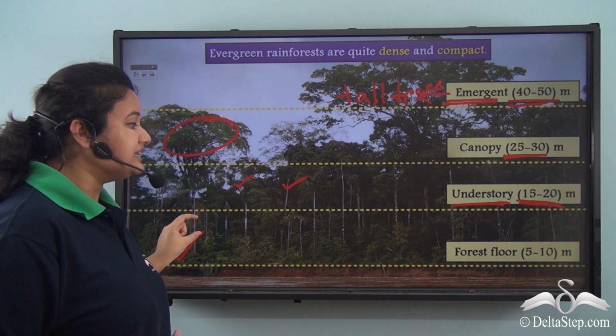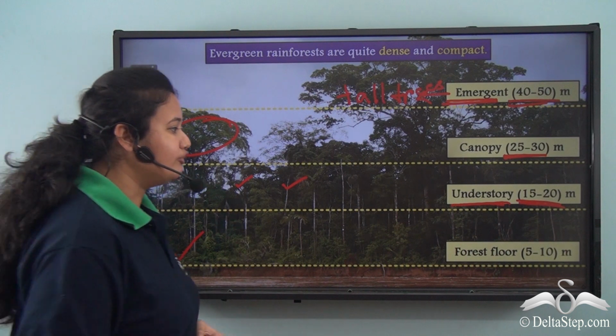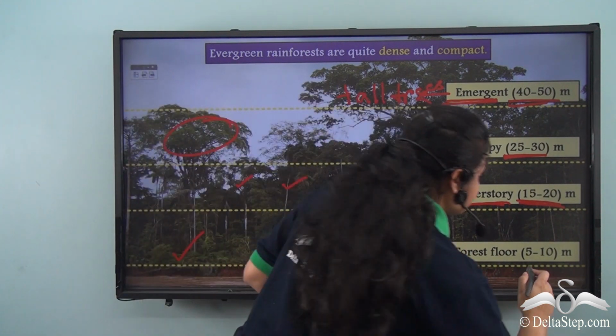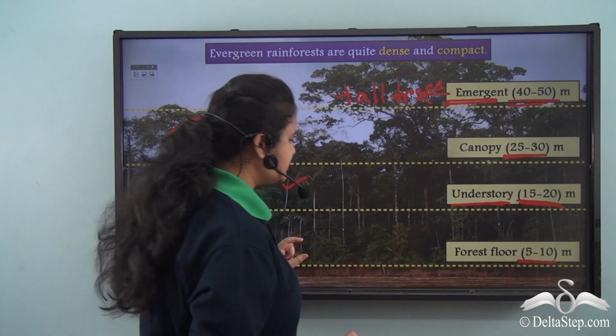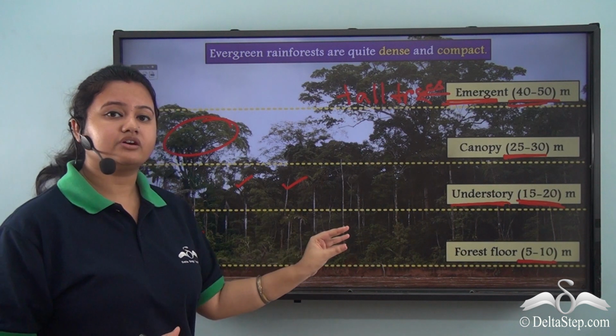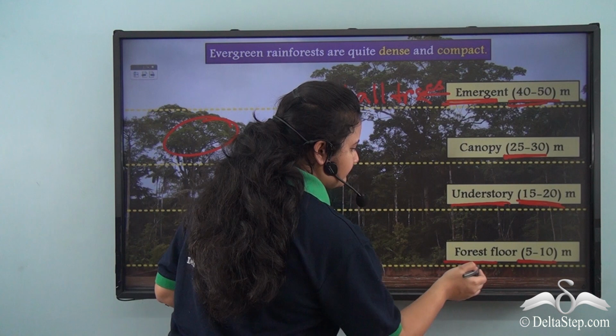As a result, the last layer of the vegetation consists of trees that have an average height of 5 to 10 meters. That is, these trees have extremely short height and they remain close to the ground, and this last layer is known as the forest floor.